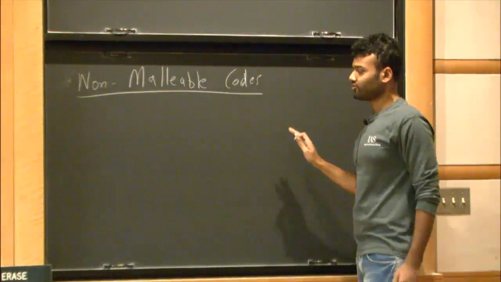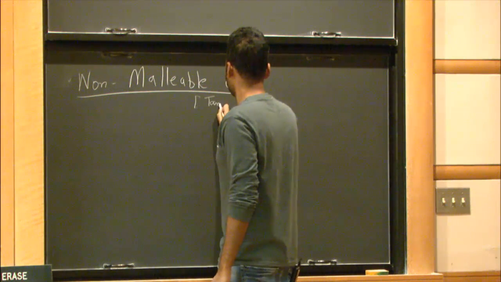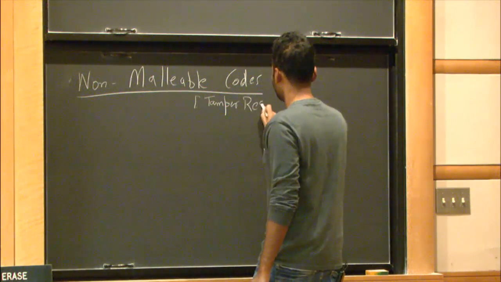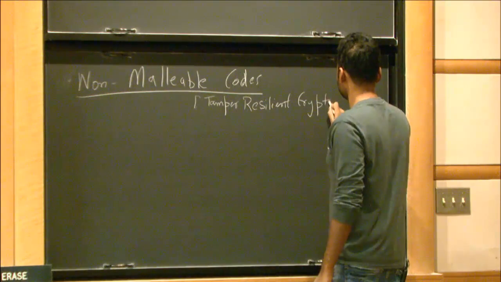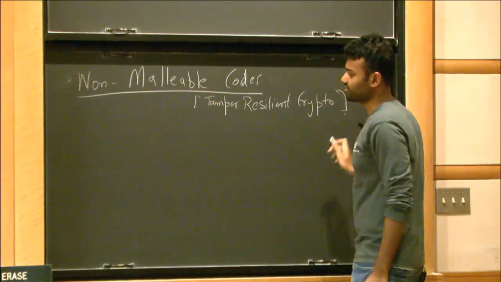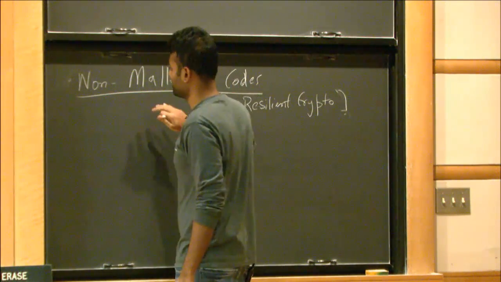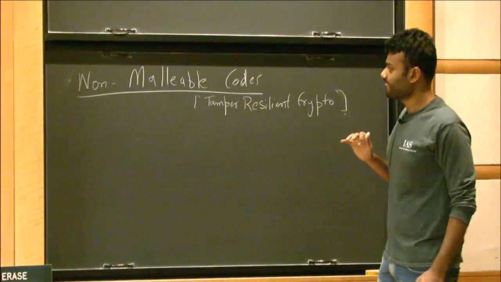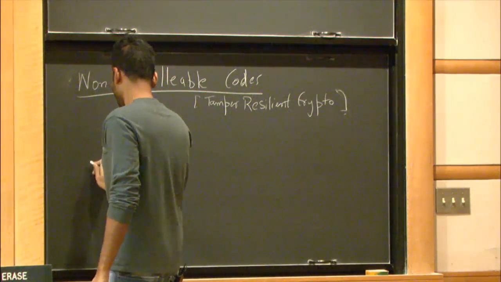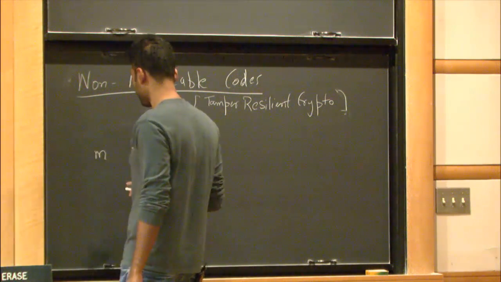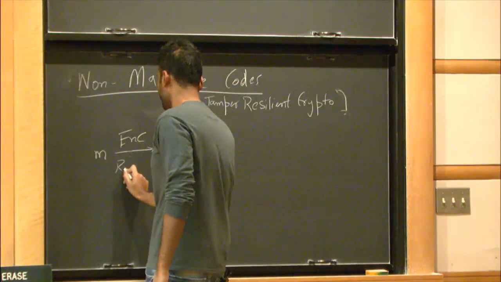So non-malleable codes arise with applications in tamper resilient crypto. I'll try to give a short, brief example of how to use non-malleable codes here. But these things are a relaxation of even error detection codes. So roughly the model is this: you have a message M, and an encoder, which is a randomized function.